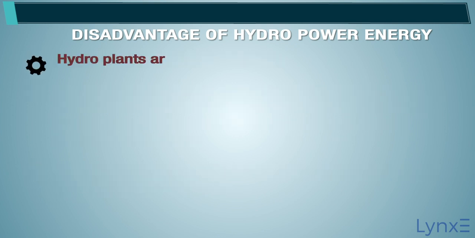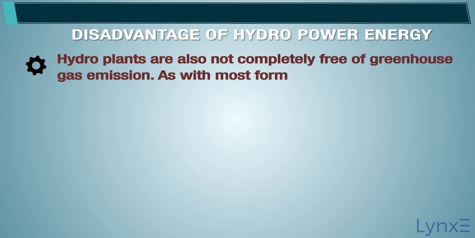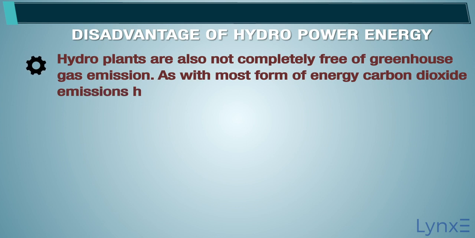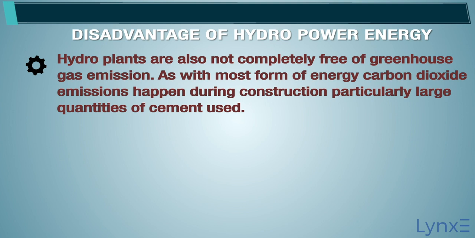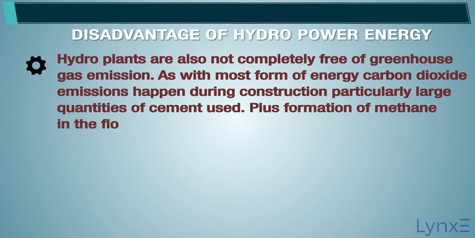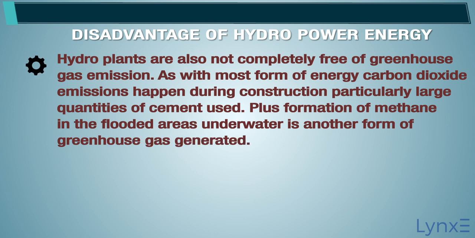Hydro plants are also not completely free of greenhouse gas emissions. As with most forms of energy, carbon dioxide emissions happen during construction, particularly from the large quantities of cement used. Plus, formation of methane in the flooded areas underwater is another form of greenhouse gas generated.